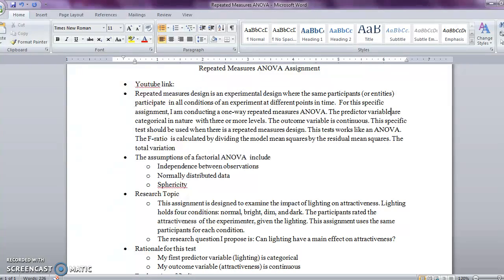It calculates the F ratio by dividing the model mean squares by the residual mean squares. So essentially the F is a ratio of systematic variation, how much variation we can explain from the experiment, divided by unsystematic variation, things that aren't explained by the model or by our experiment.